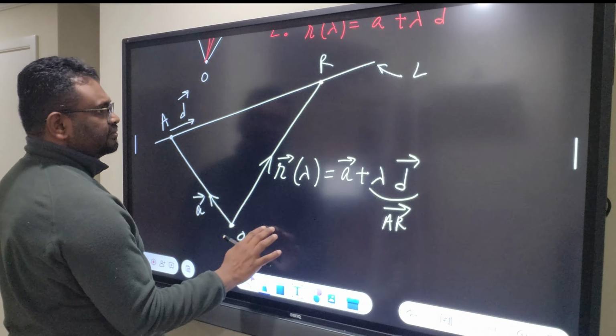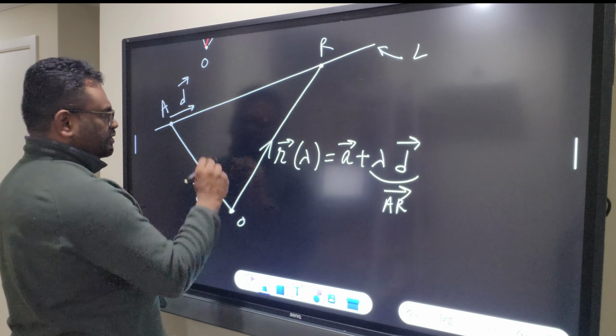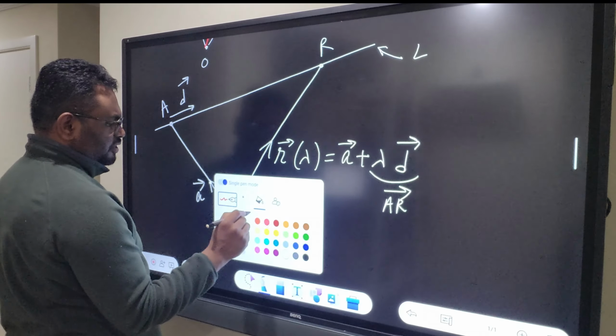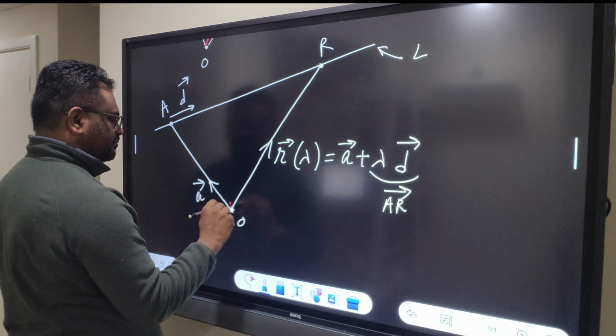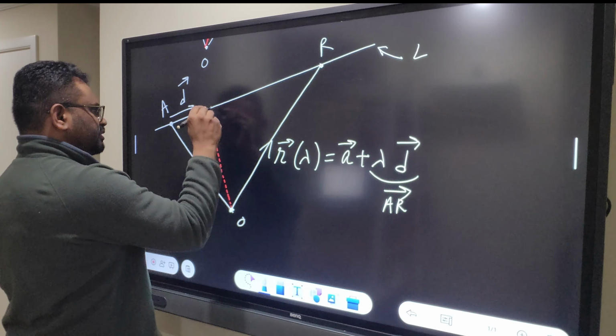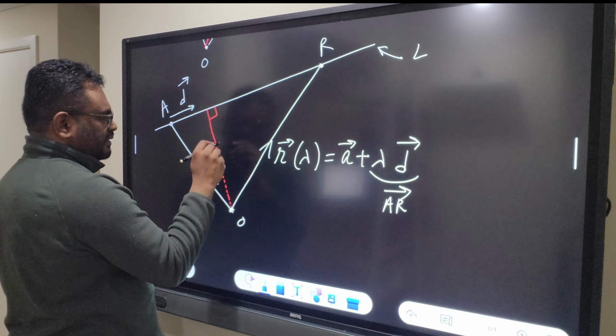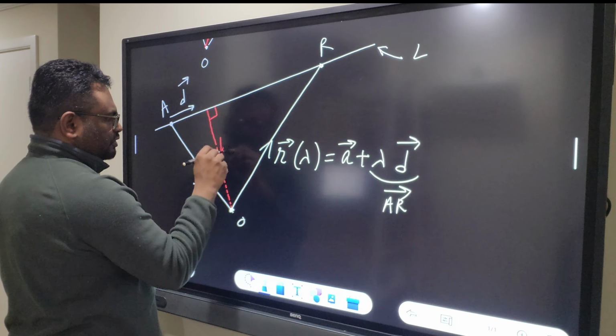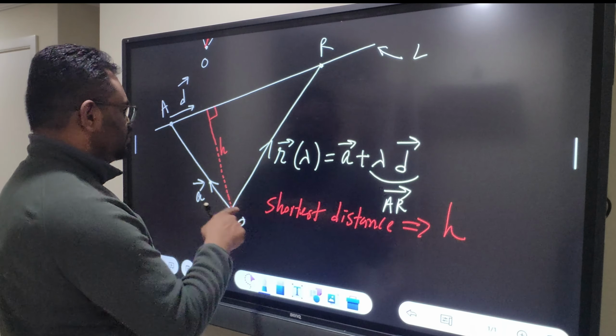You need to find the shortest distance from this point to this line. So that means we need to find the shortest distance, and that would be this. I would say h, so this is a scalar. This is the shortest distance. In this case, I took this one as h. So the shortest distance h is what we need to find.